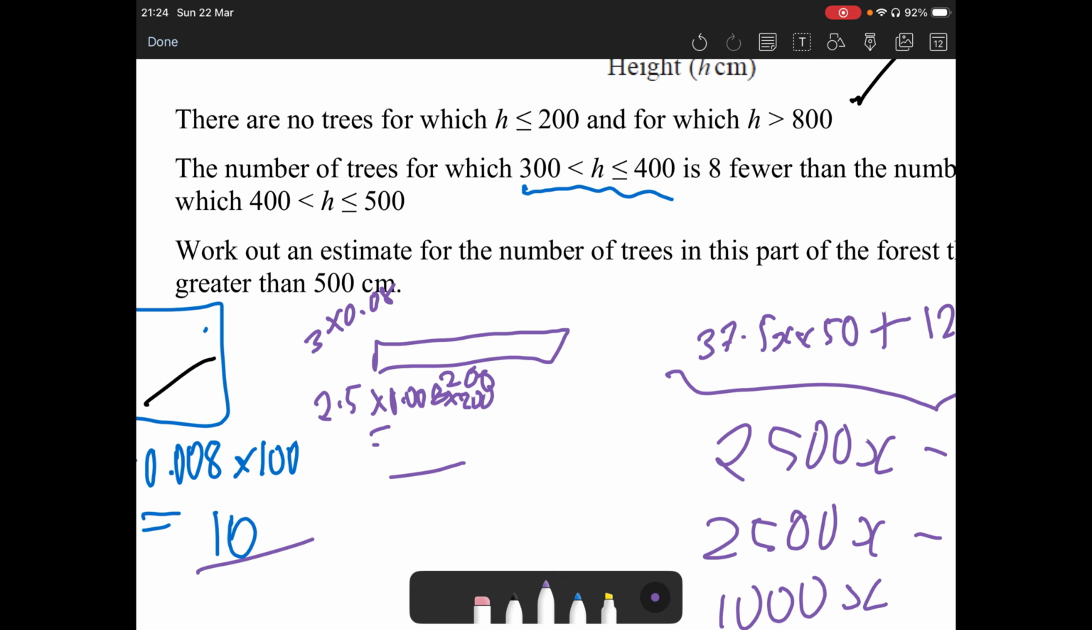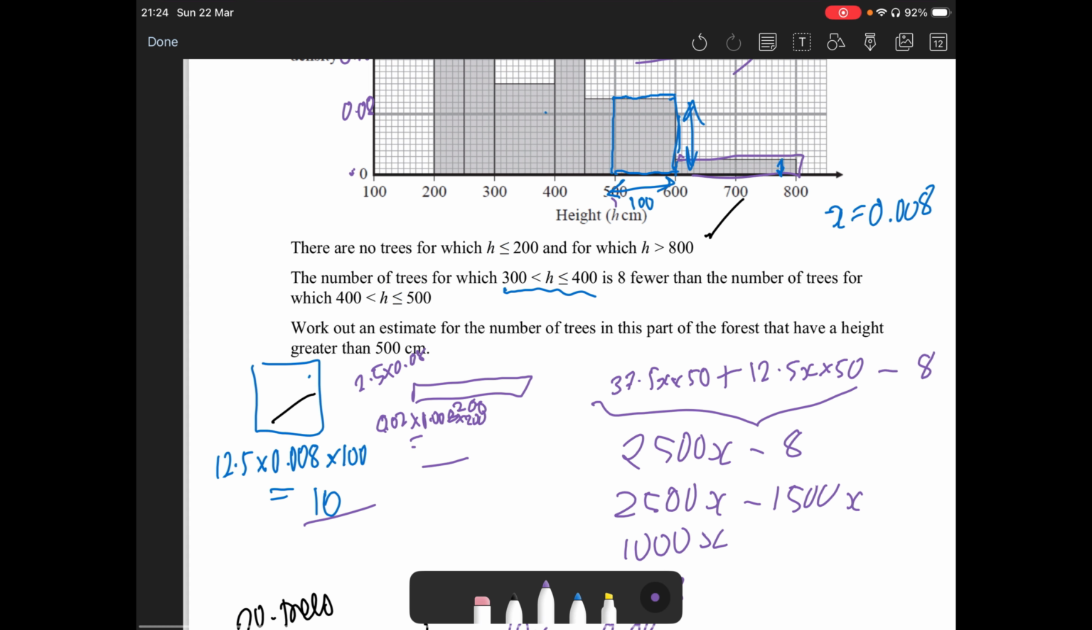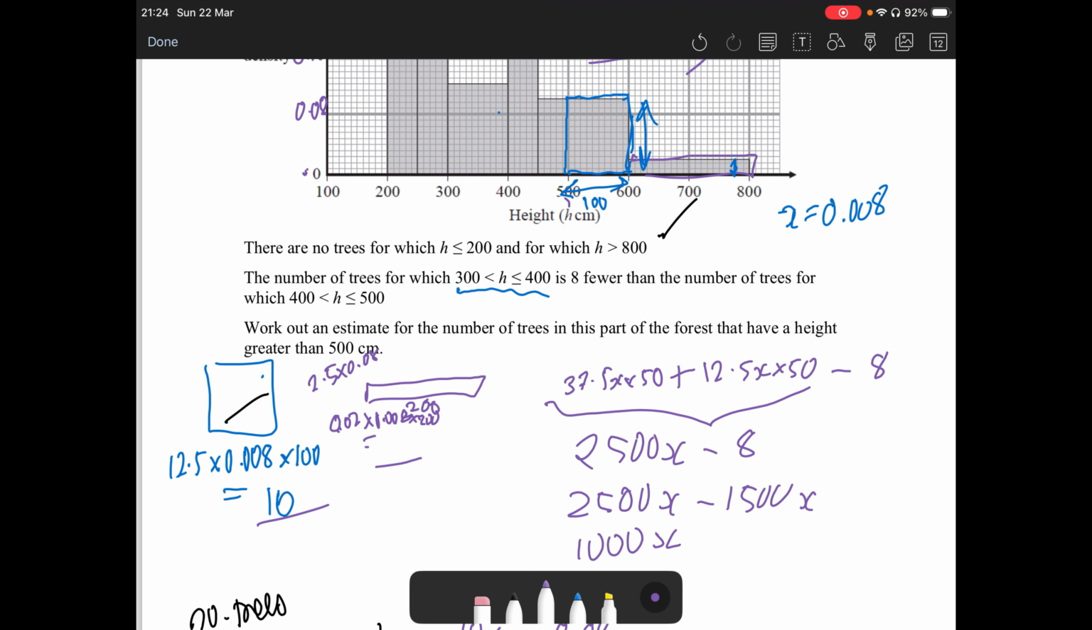Hang on a minute. Sorry. That was not where I needed, it was there I would need to change it, wasn't it? 2.5 lots of 0.08, which is 0.02, times that by 100, times it by 200 also. No, wait, no. I don't know what I'm doing in the second part here.